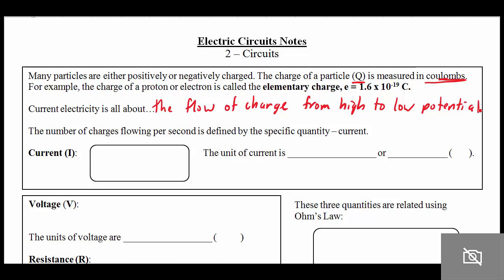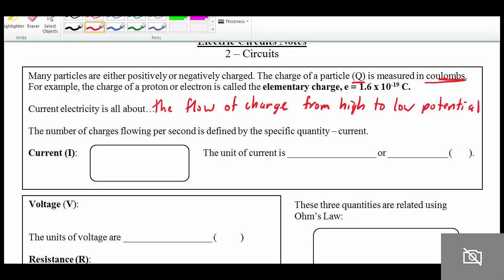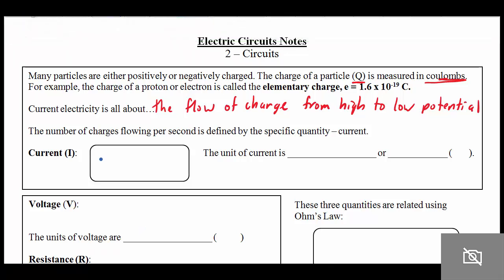So the number of charges flowing past a point every second is defined as a specific quantity that we call current. Okay, so we can define current, which we call I, as equal to Q, the amount of charge, per time period. And the unit of current is therefore coulombs per second, which we define as something called the ampere, more commonly just called amps, with the symbol A.